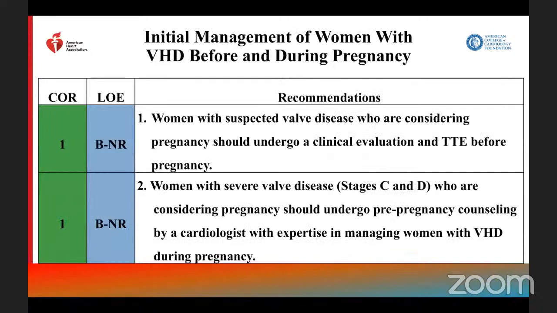For the initial management of women with a valvular heart disease before and during pregnancy, it's recommended that when suspected for a valve disease who are considering pregnancy should undergo a clinical evaluation and a transthoracic echo before pregnancy as a class 1. And for women with severe valve disease stages C and D who are considering pregnancy should undergo pre-pregnancy counseling by a cardiologist with expertise in managing women with valvular heart disease during pregnancy as a class 1 as well.